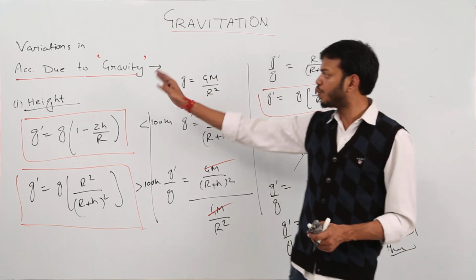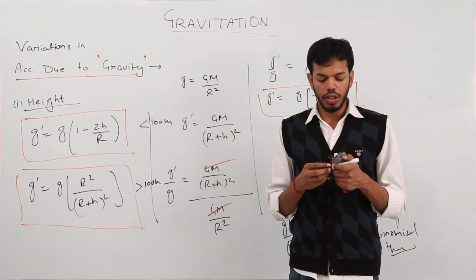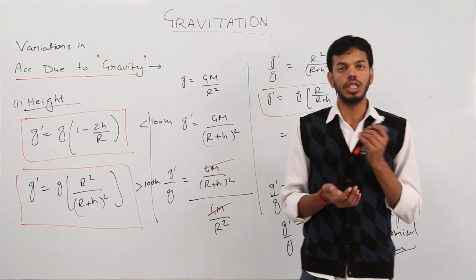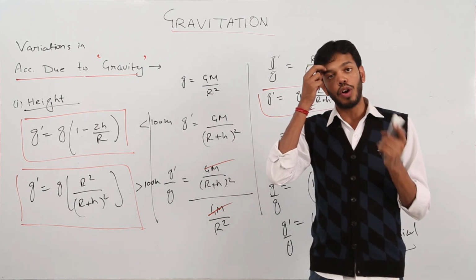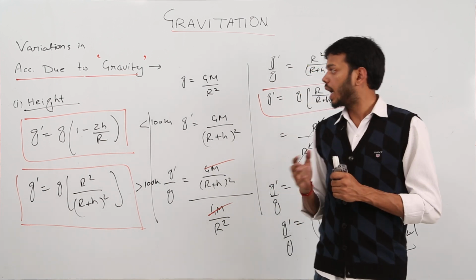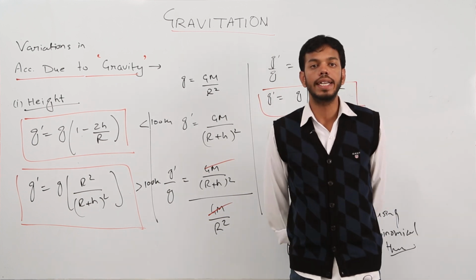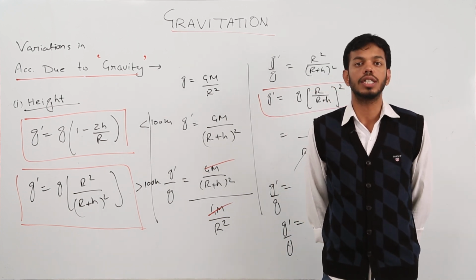Alright. So what we just did: we found the value of acceleration due to gravity, that was g equals GM upon r square, and we also found its value, which is 9.8. And lastly, we did its variation with respect to height, that is, how acceleration due to gravity changes with respect to height.